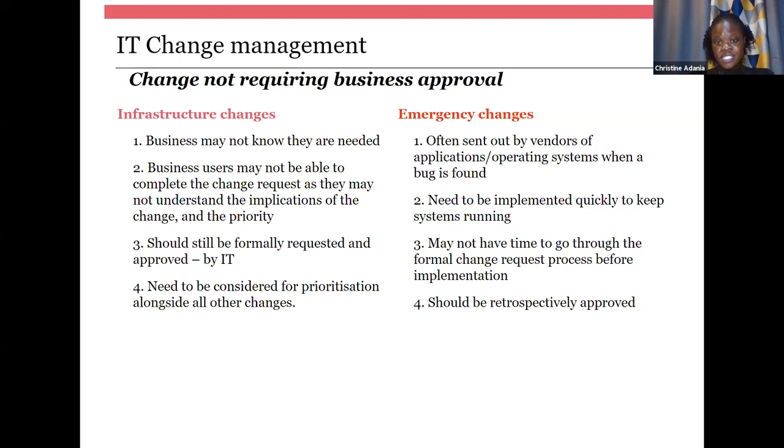So you'll find that emergency changes are often sent out by vendors of applications when a bug is found, yeah? So you procured an application and all of a sudden they're calling, it's a mess. So now they have to make an emergency change. They need to be implemented quickly to keep the system running. They may not have time to go through that entire long control that I've just described that should be in place. However, this is key. Those controls should be retrospectively applied.